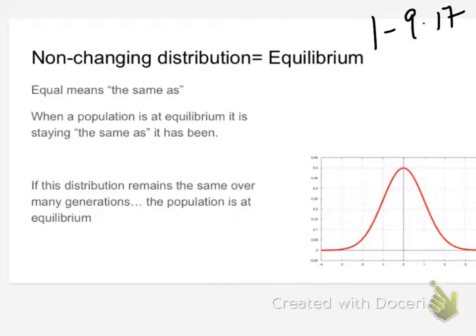A bit about how populations change, and we've talked about distributions from pretty much the first of the year. If we have a distribution for some trait in a population and it's not changing, it's staying about the same generation to generation over tens or hundreds or thousands of years, we say that population is in equilibrium for that trait.